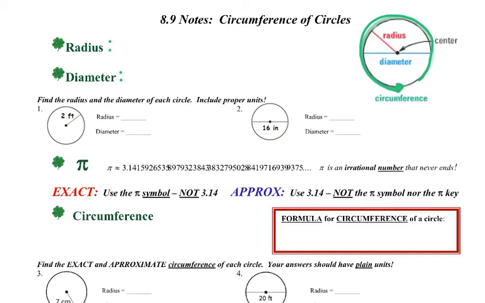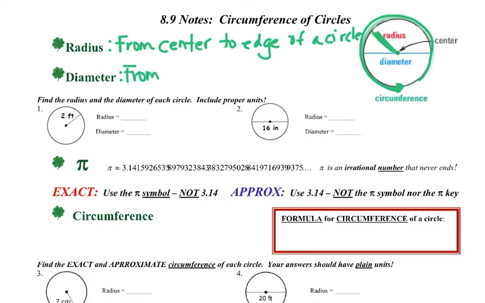Do you remember where a radius starts? Right, it starts at the center of the circle and it goes to the edge of the circle, from the center to the edge. So that's the radius there. And the diameter goes from edge to edge through the center.